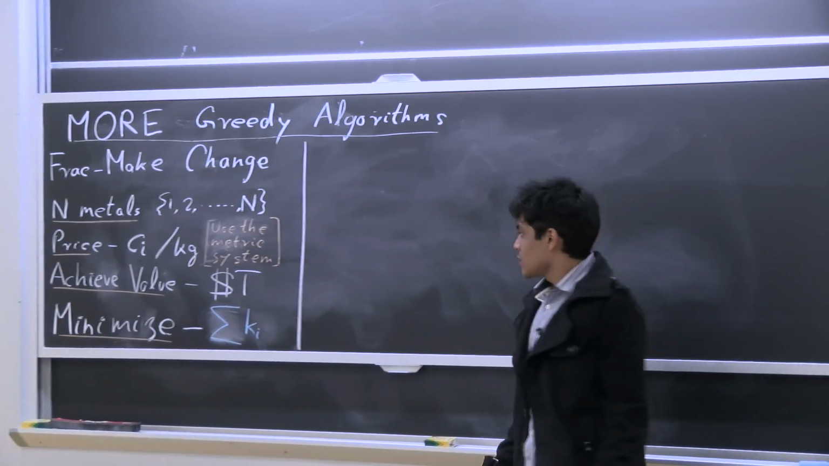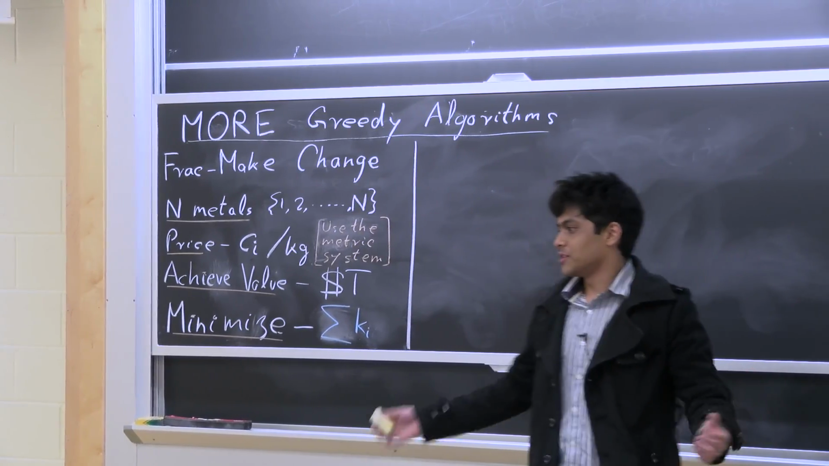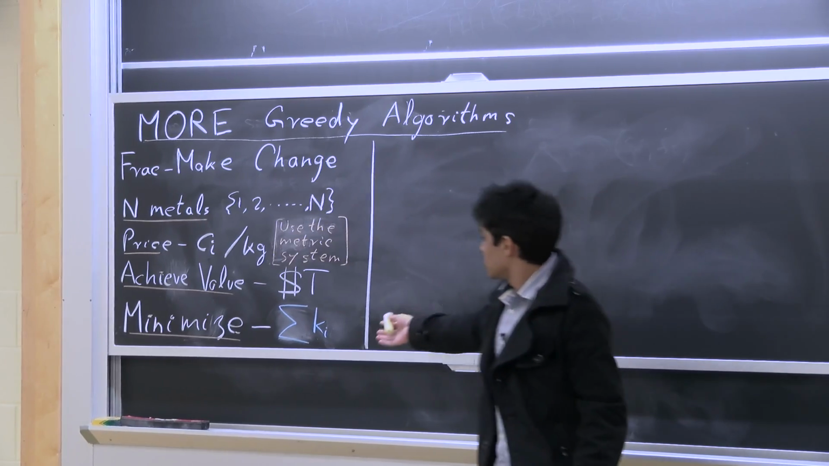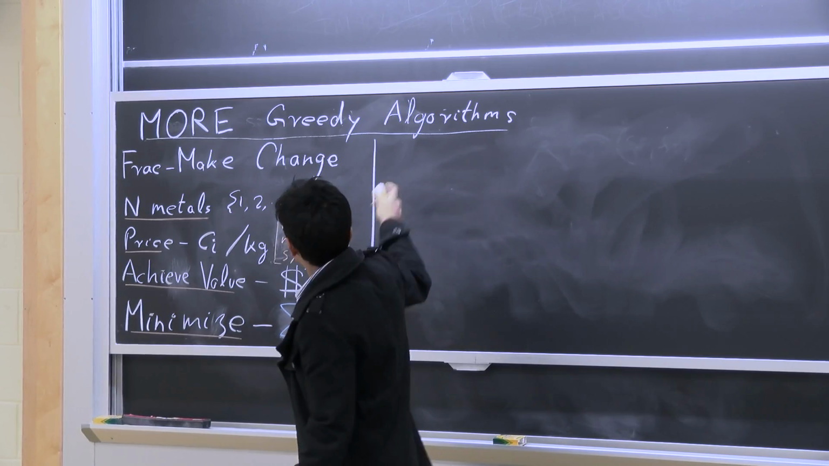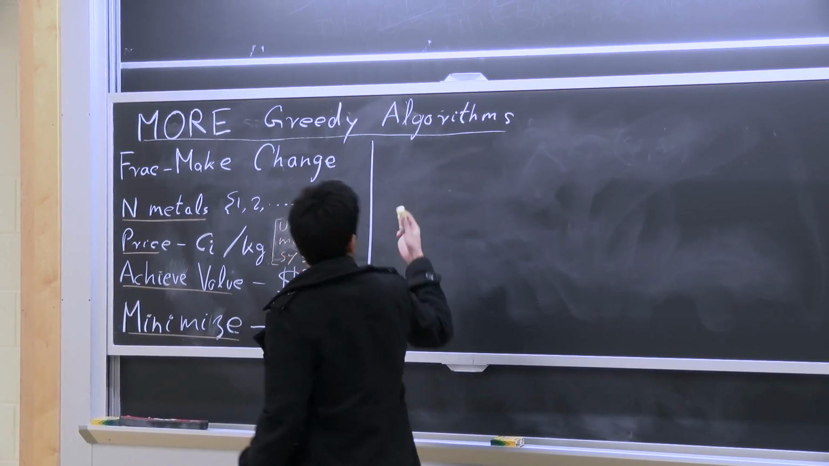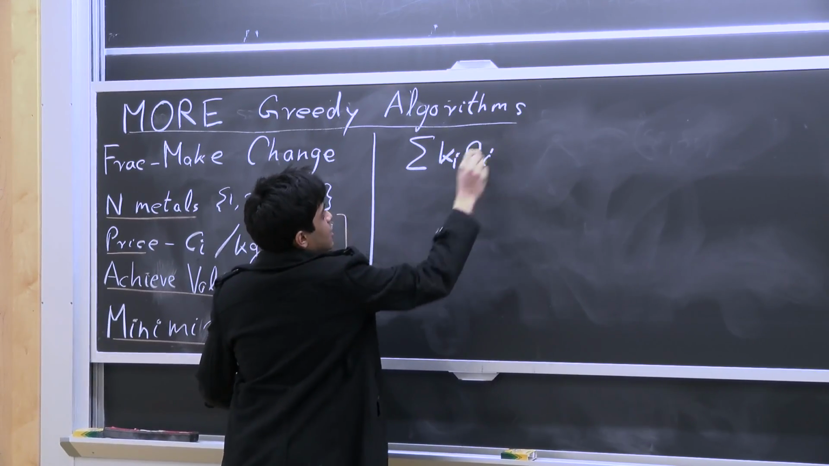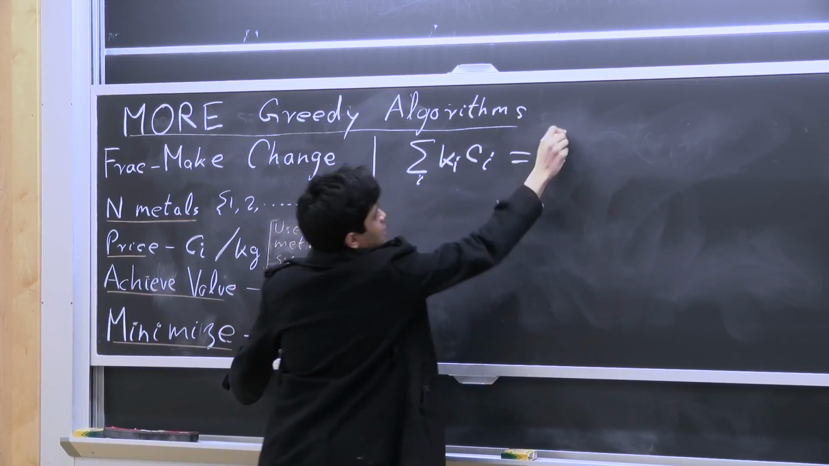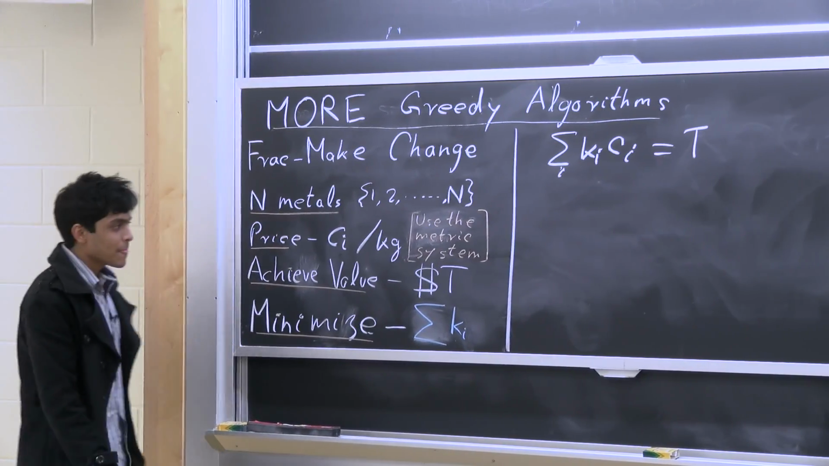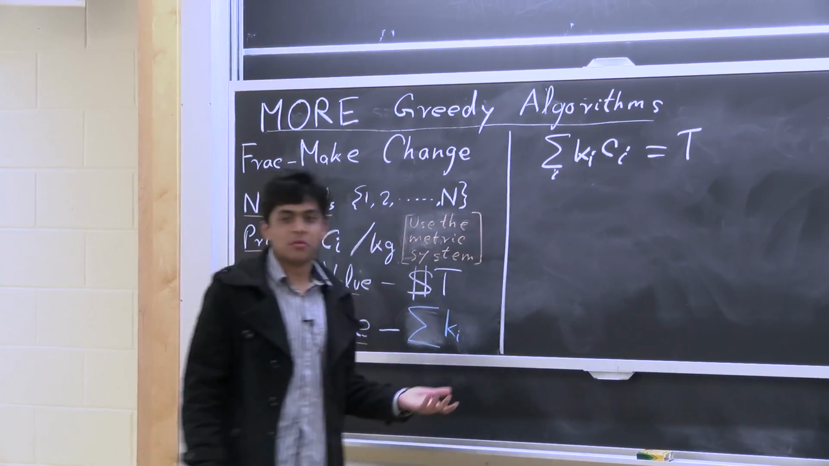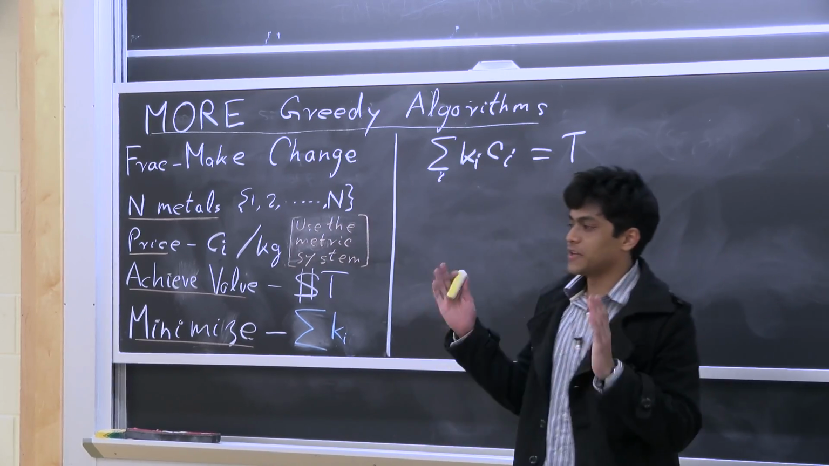And you want to do this while minimizing the weight. Ki is the weight of every metal that you will give to the person. So you're taking Ki of metal i, and you have to ensure that the summation of Ki Ci over all i is equal to T. And in doing so, you want to minimize the summation over all Ki. So that makes sense? You have a bunch of metals, some of them are more expensive than others, and you want to measure them out and give someone a certain fixed value.